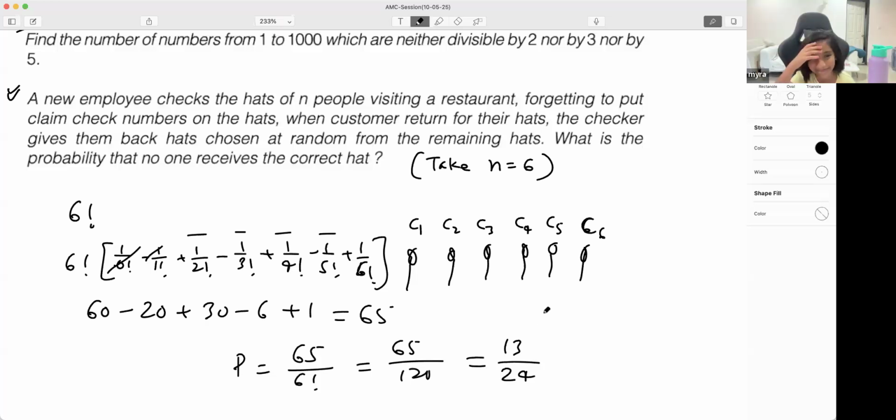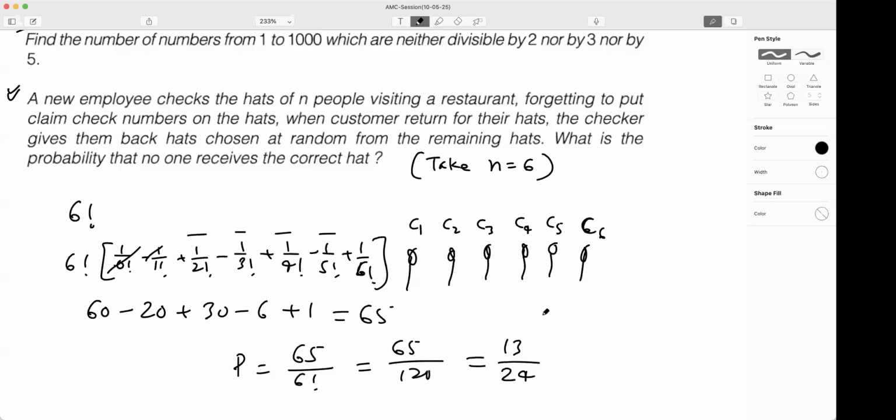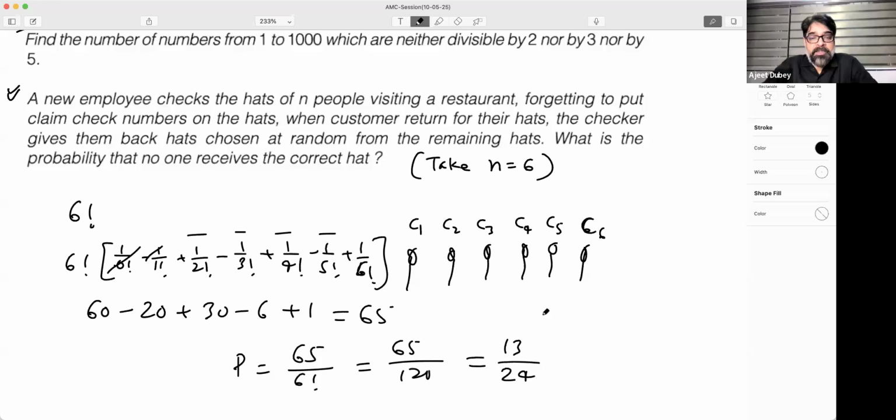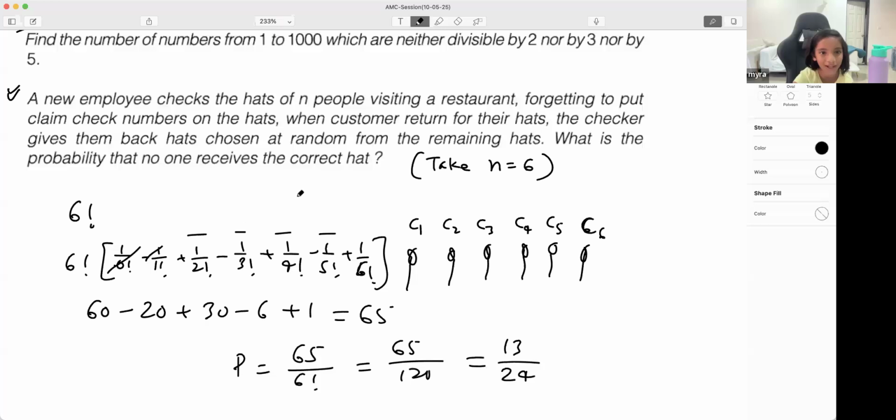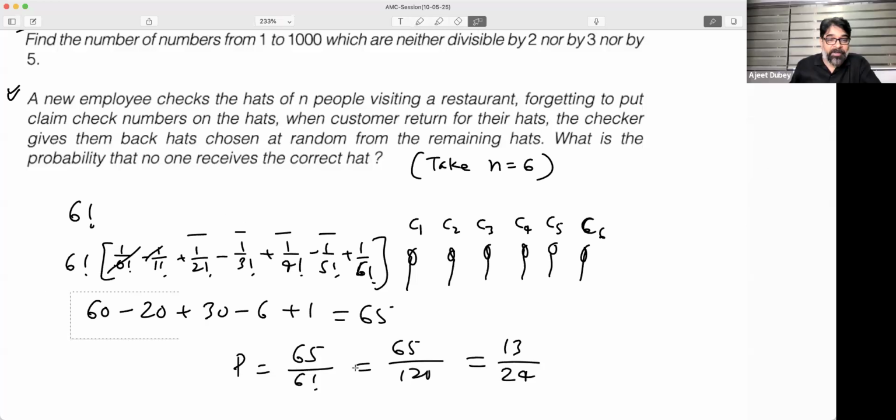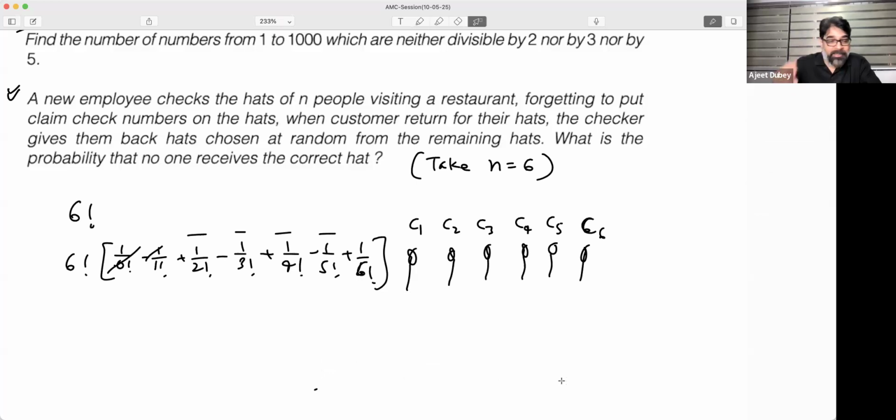So 6 factorial divided by 2 factorial is not 60. 6 factorial divided by 2 factorial, 6 factorial, how much? Oh, I made a mistake. I took it as 5 factorial. I'm very sorry. In my mind 5 factorial was running. 6 factorial is 720. So we can say 720 by 2. How much? 360. And minus 720 by 6.